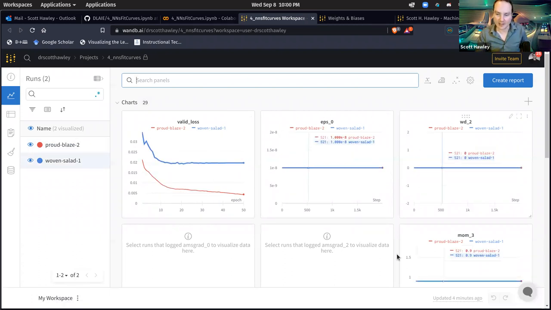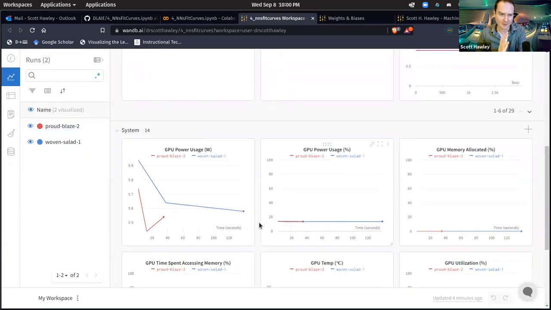And you can kind of look at everything. And there's a lot more that you can look at in all this. You can actually look at the insides of your model itself. You can look at gradients. We're not going to do that today in the interest of time.